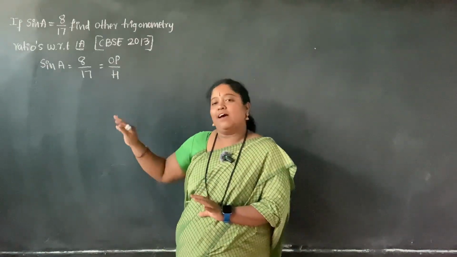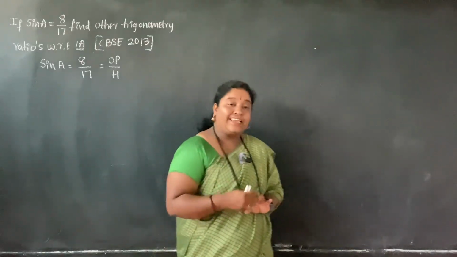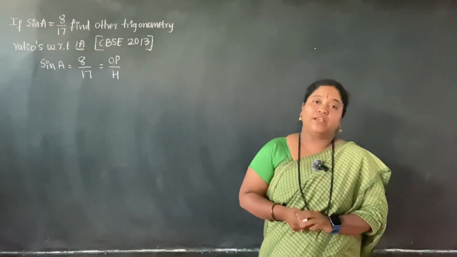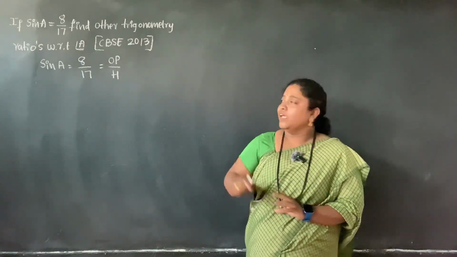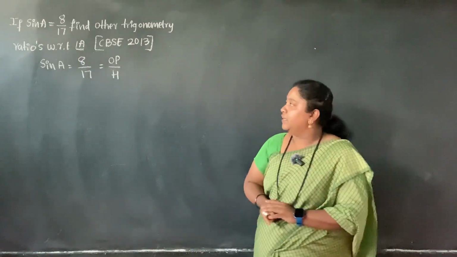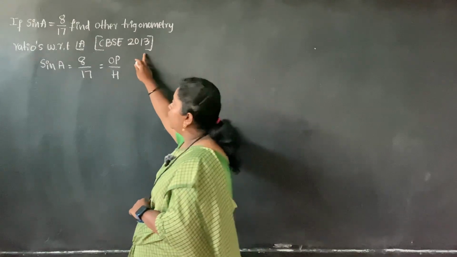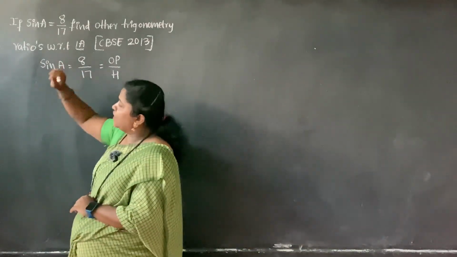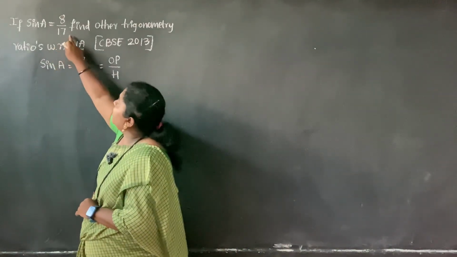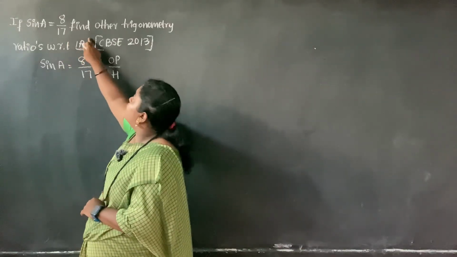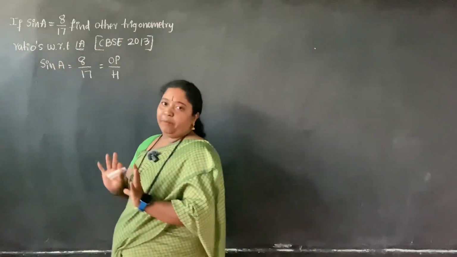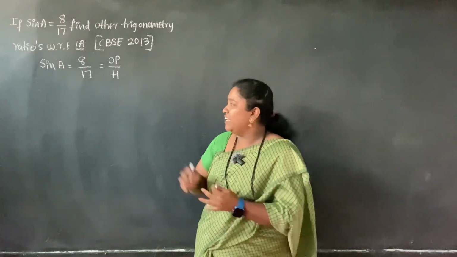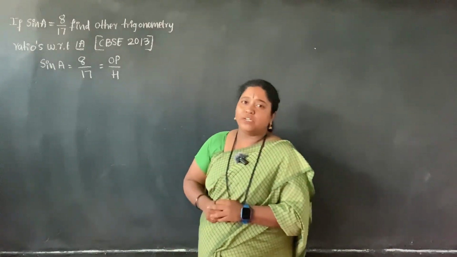Okay, these are the board-asked extra questions which have appeared in the board examination, only related to exercise 1. Dears, this is a 2013 board question where the question says: if sine A is equal to 8 by 17, find other trigonometric ratios with respect to angle A. Very simple one. We have done so many questions of this kind.